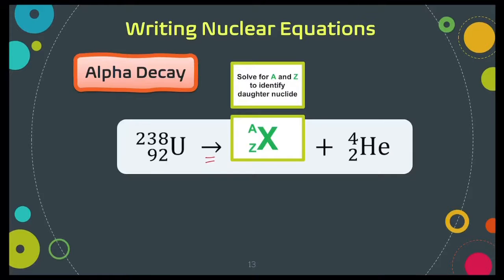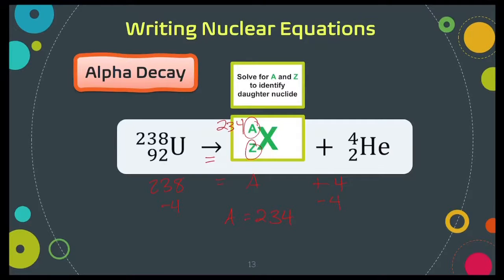To solve for the missing variables a and z, we need to use some simple algebra. So if you were to set up to solve for a, 238 equals a plus 4. You were working with the numbers up at the top first. So if you solve for a by subtracting 4 from both sides, a then equals 234. So that's what this number is at the top. That's the mass number of this isotope.